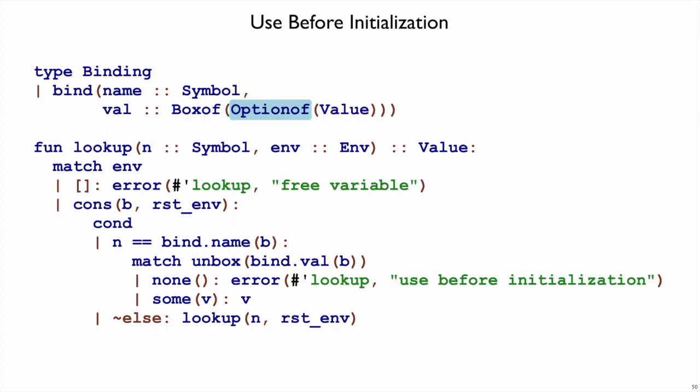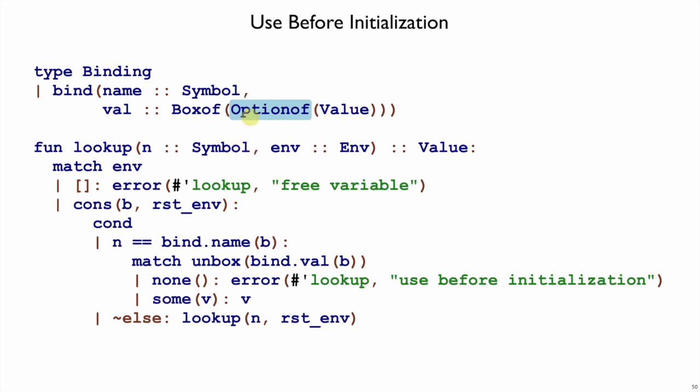To make that distinction, we will change binding one more time to have not just a box of value, but a box of option of value. Option of is a predefined type in Shplait. It has two variants, a none variant and a some variant.